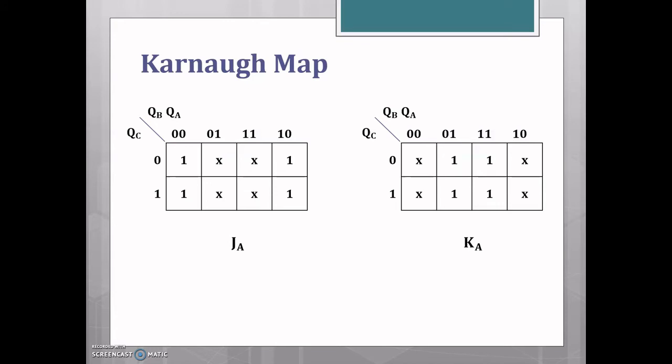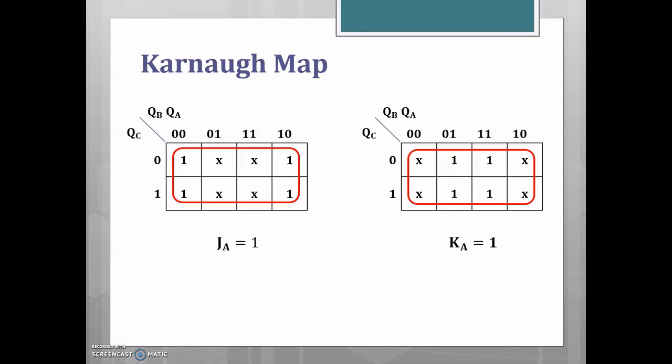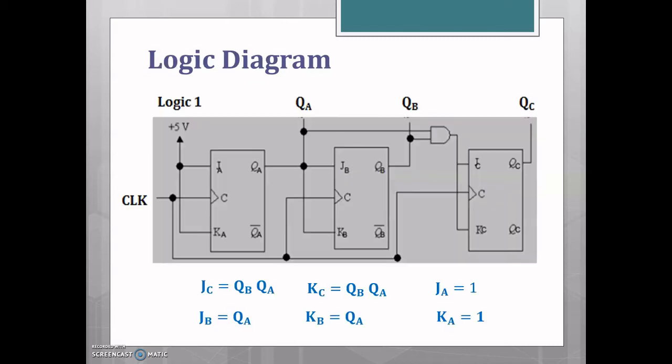Next, similarly for JA and KA, I can group all the ones and don't cares, and similarly here all the ones and don't cares. So the expression is JA equal to 1 and KA equal to 1. Once all the expressions are simplified, the final step is to draw the logic diagram.